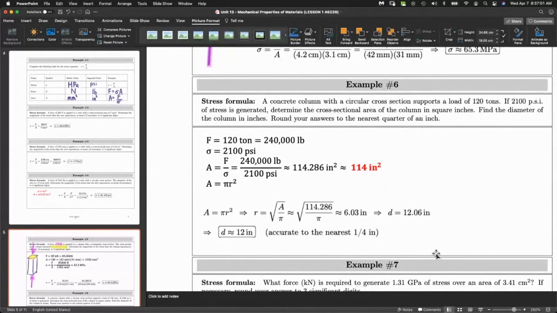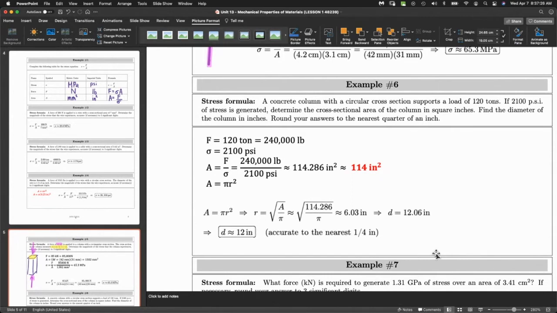And then the question asks for the nearest quarter of an inch. So I think that should be quick for you to figure out. It's either 12.25, 12.5, or 12.0. You just figure out which increment of 0.25 is closest to 12, which in this case would be 12 even. So that means the diameter of this concrete column, to the nearest quarter inch, is 1 foot.